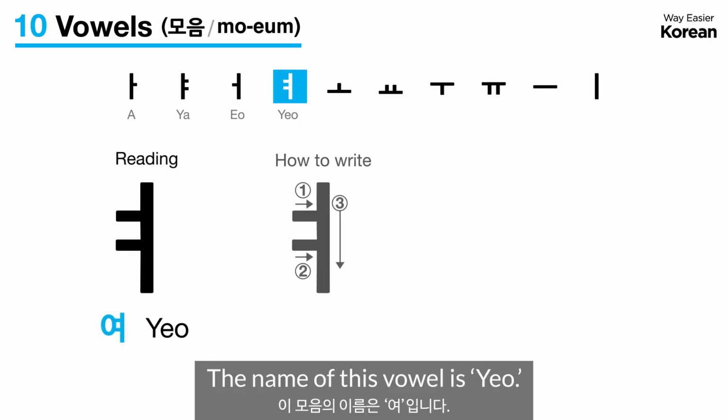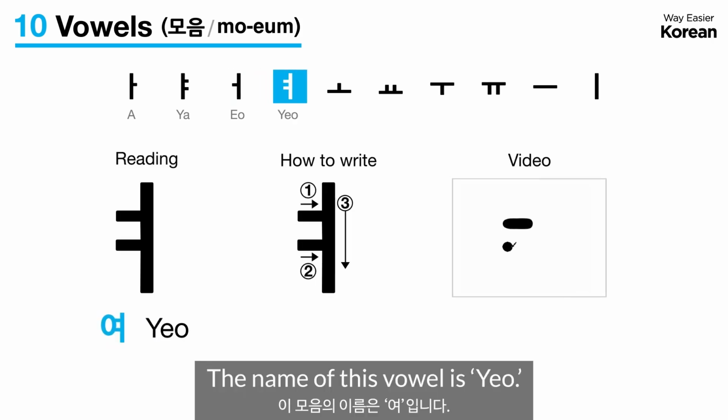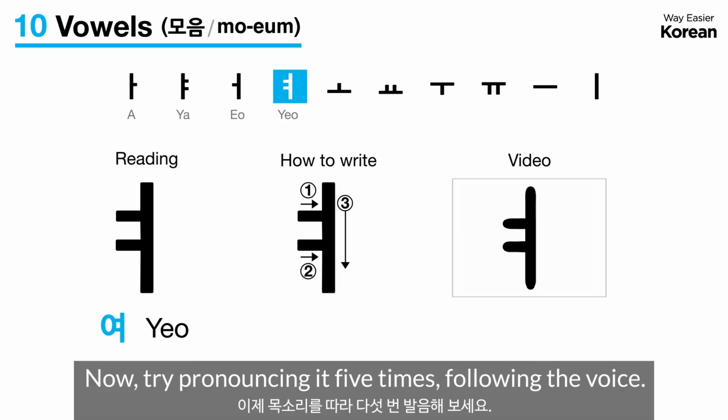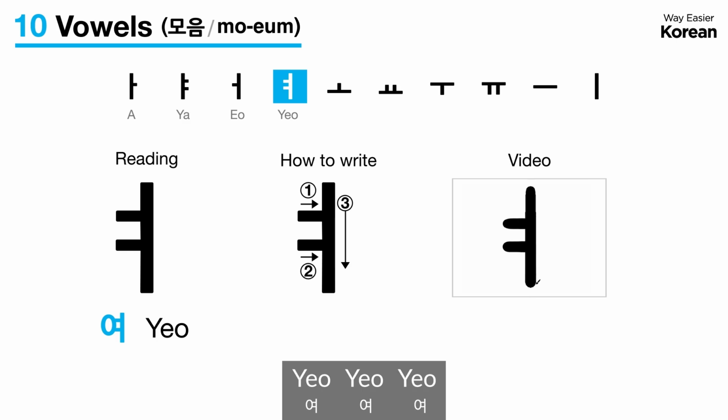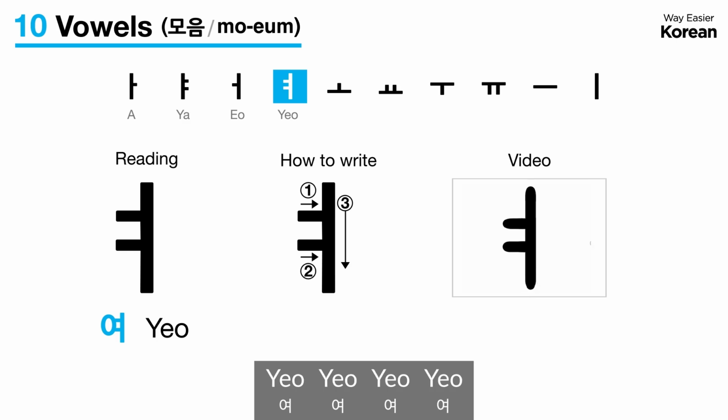여. The name of this vowel is 여. Now, try pronouncing it 5 times, following the voice. 여, 여, 여, 여, 여.